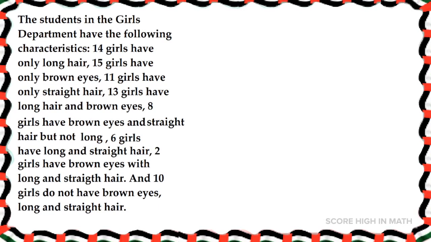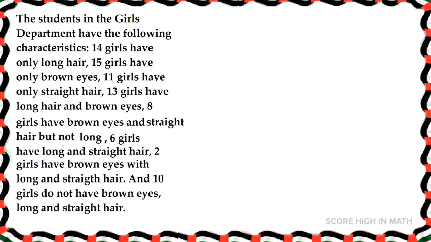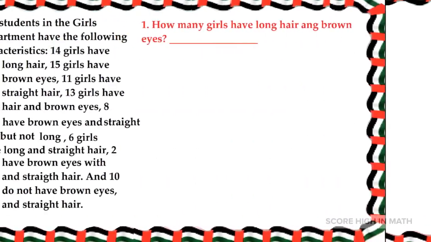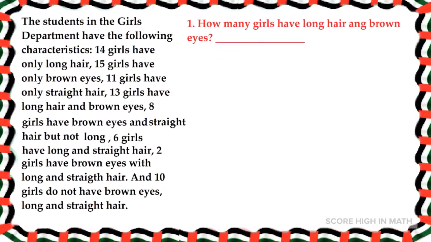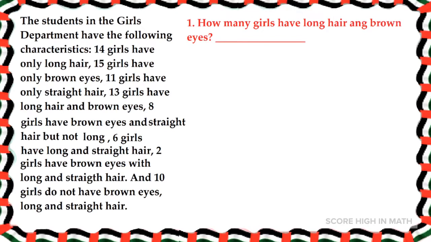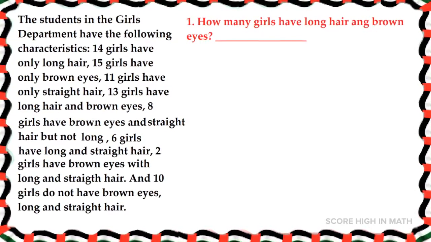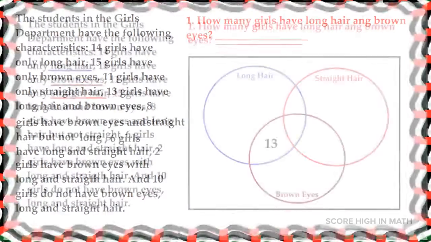6 girls have long hair and straight hair. 2 girls have brown eyes with long and straight hair. And 10 girls do not have brown eyes, long or straight hair. The first question is, how many girls have long hair and brown eyes? It will be very hard for us if we are not going to draw the Venn diagram.